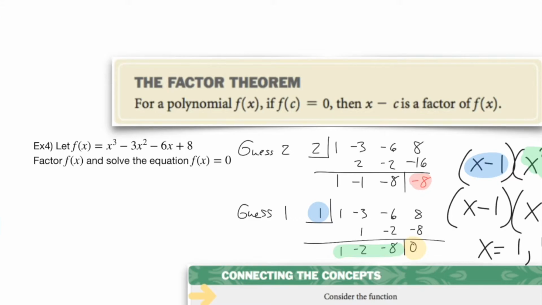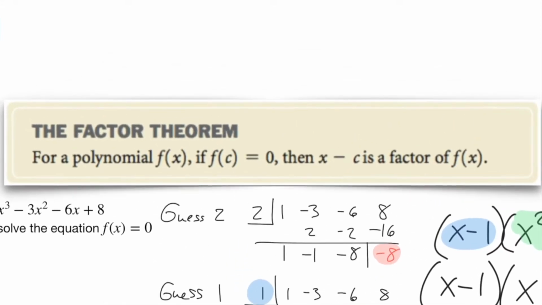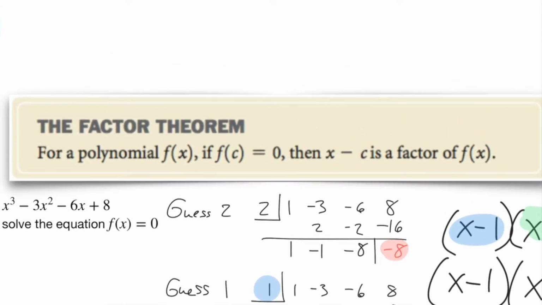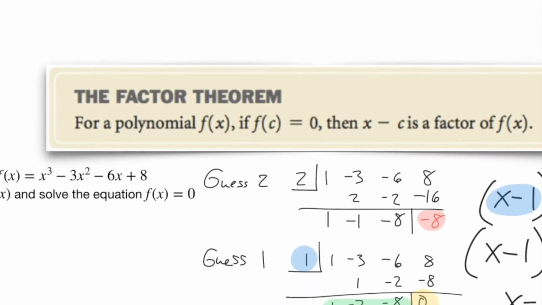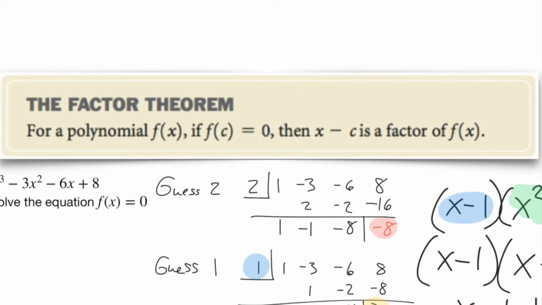The factor theorem. For a polynomial f of x, if f of c is equal to 0, then x minus c is a factor of f of x. So if it's a 0, if c is a 0, then x minus c is a factor of f of x.